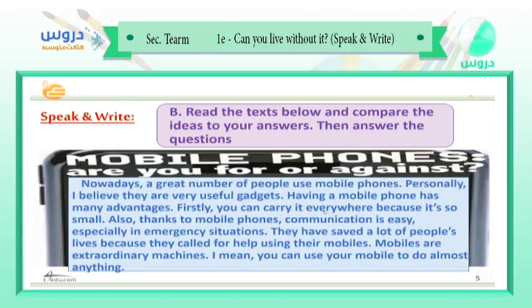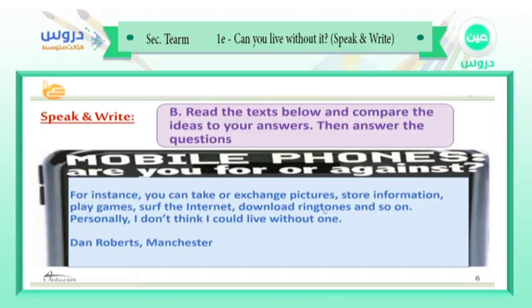Okay, so Dan Roberts, let's go back to the other slide and see what did he say. He said you can use your mobile phone to do almost anything. What are the things that he can use it for? So he started giving examples. For instance, you can take or exchange pictures, store information, play games, surf the internet. Now he's listing the things that he can do with his mobile phone, download ringtones and so on. Now he's stating his own point of view. Personally, I don't think I could live without one. Okay, who's he? He's Dan Roberts. He's from the UK, from a city called Manchester.